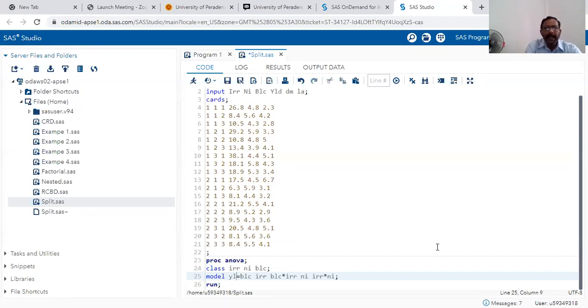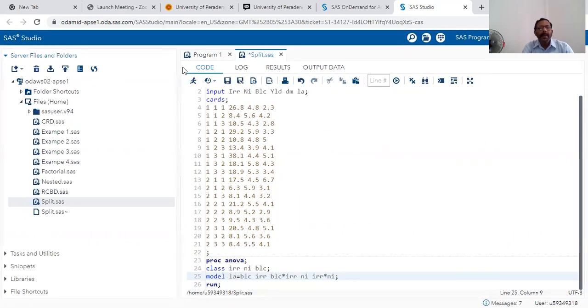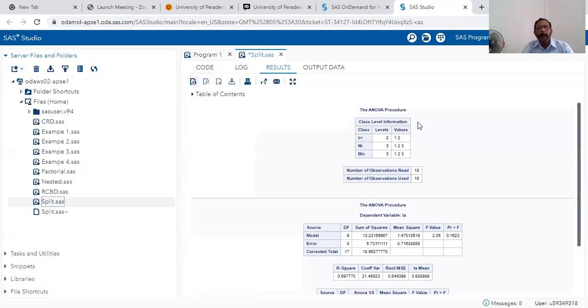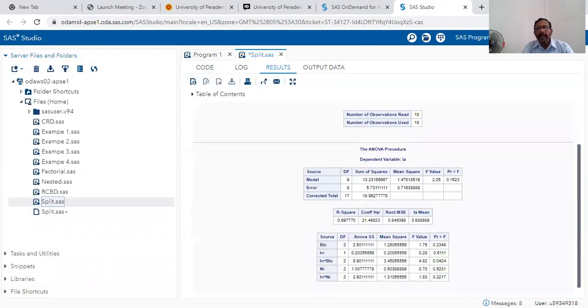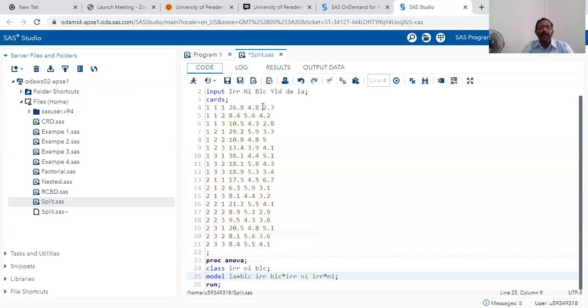When I said LA, why is it not accepting? Something wrong. LA is equal block. Now it is, maybe I have typed something else. So now you see, this is for LA, right? This is for leaf area. So likewise, you can do it individually. So nothing will happen. No harm to keep the data as it is.